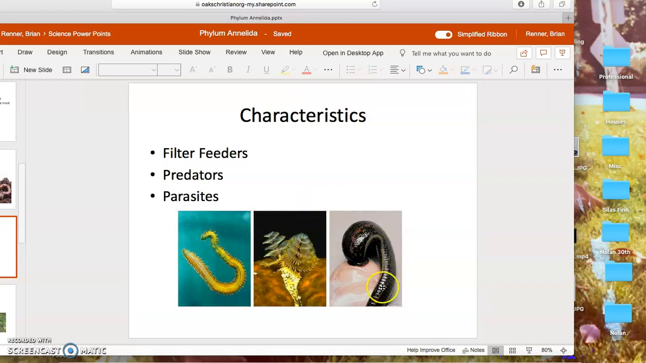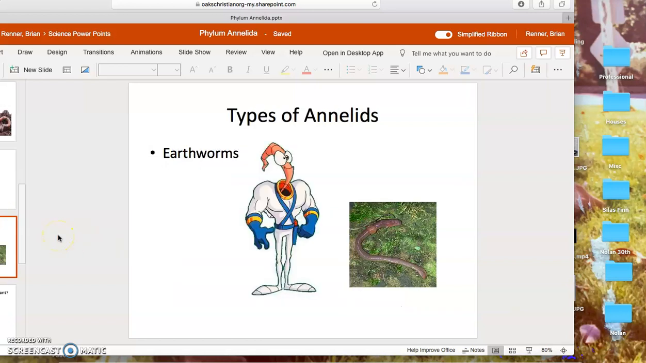And then we have some that are parasites, and there's a leech. Looks like somebody's toe or thumb or something like that. And we'll learn more about those guys soon here. All right, so we got the earthworm group. If you want to do a little homework, check out who this guy is, an old cartoon character. I think you might even find him on Nickelodeon these days.